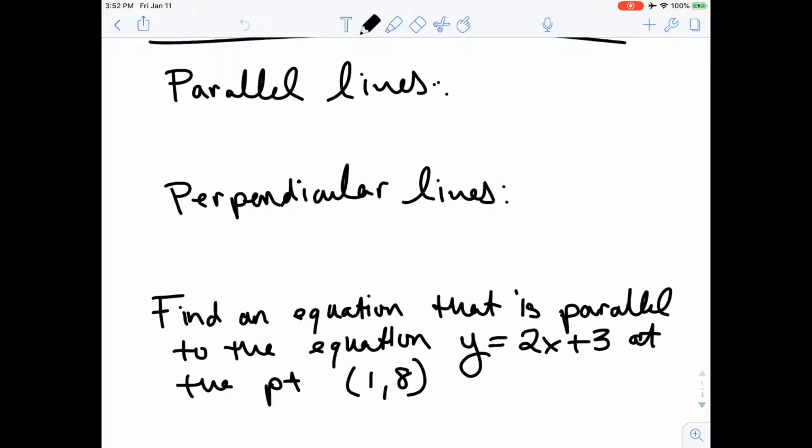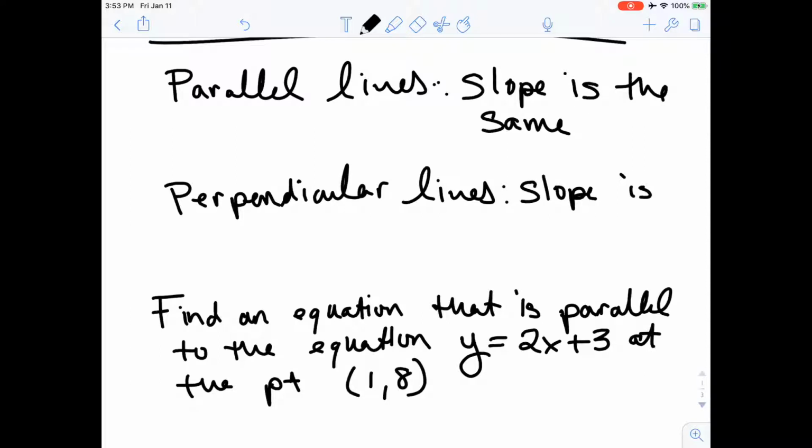So parallel lines have slope that is the same, okay, and then perpendicular lines, slope is the negative reciprocal. Okay, and you'll see an example of that here in a minute, right?